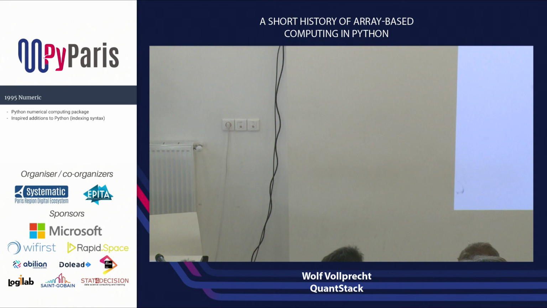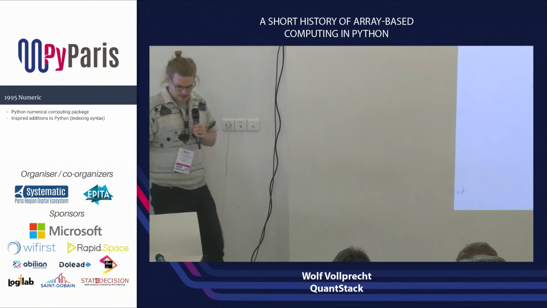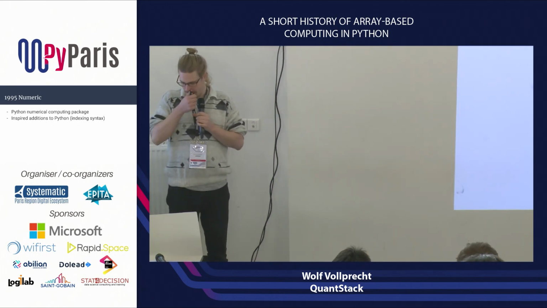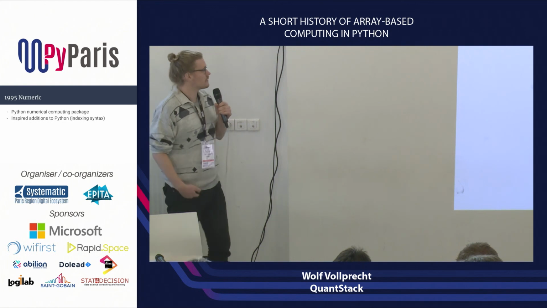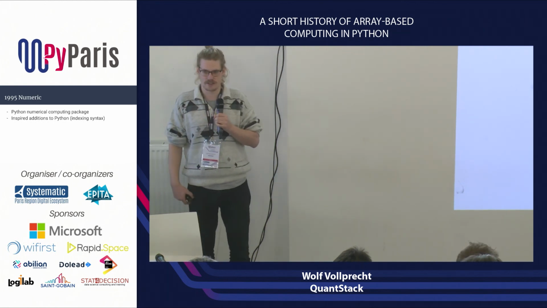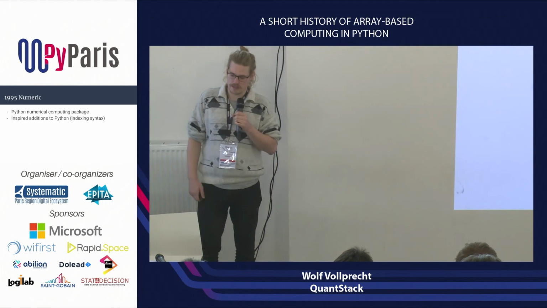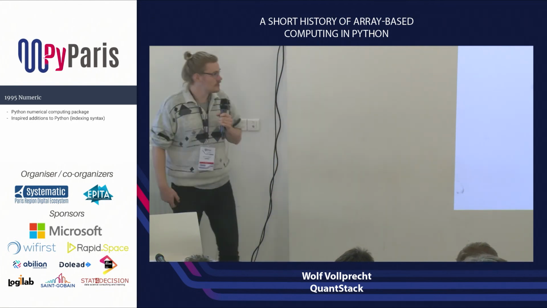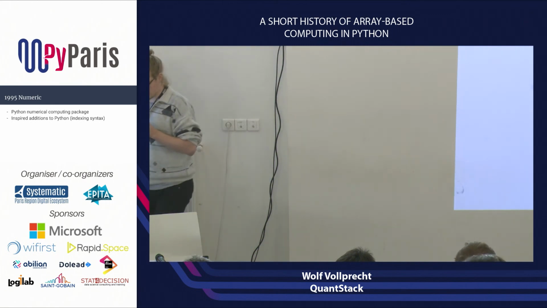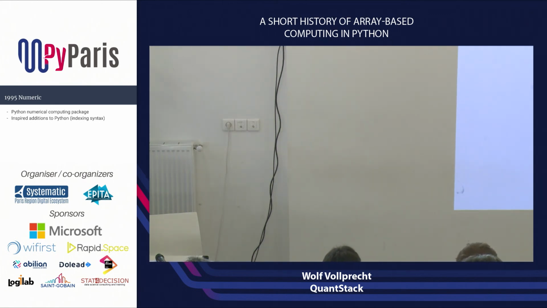And then in 1991, Python saw the light of the day, made by Guido van Rossum, and they came up with a numerical package called Numeric in 1995, which was basically the first numerical computing package in Python, and that actually inspired some additions to Python. For example, the indexing syntax has been inspired by the needs of this package. And Guido van Rossum, for example, was also part of a special interest group that formed around numeric computations in Python.